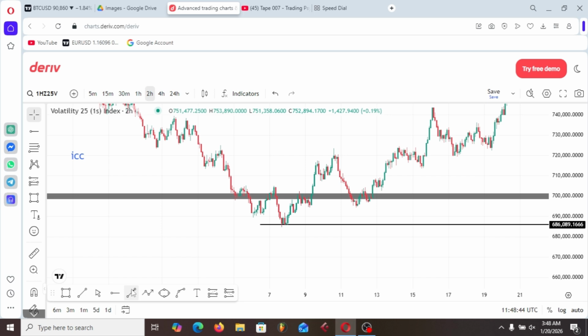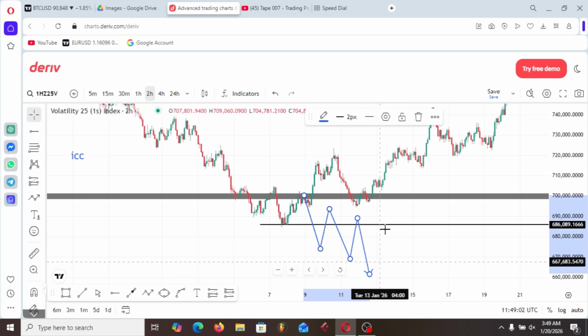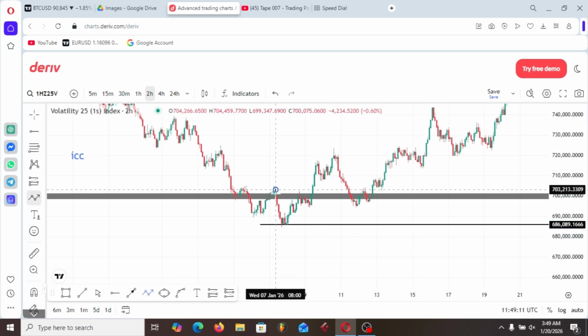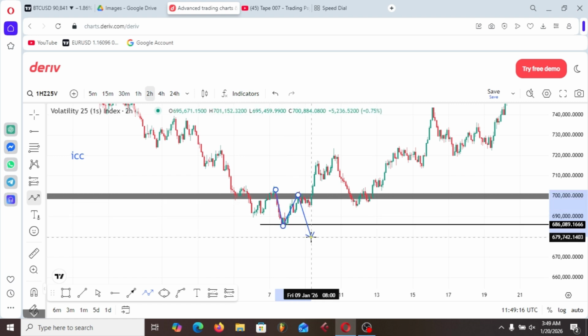So assuming this market will continue selling, do you know what will happen after making this high? It will give you low, high again, and another low, high, low. But it did not do that. Rather, it started breaking the what? Instead of giving you another low, it failed to give you another low and gave you a higher low, because this low is now higher than this.